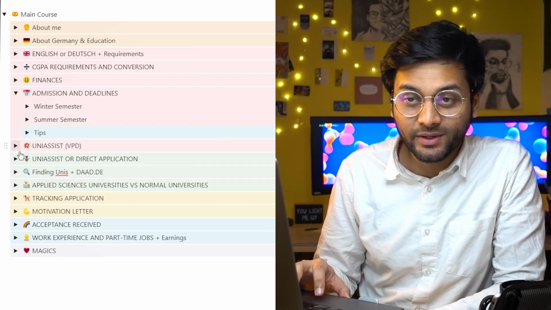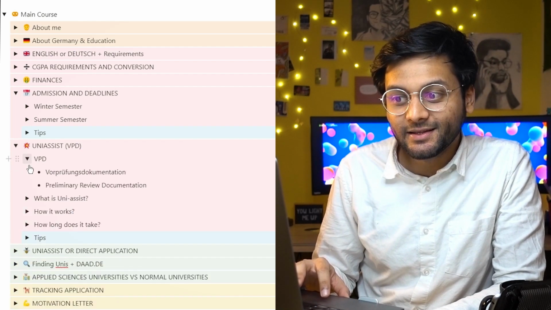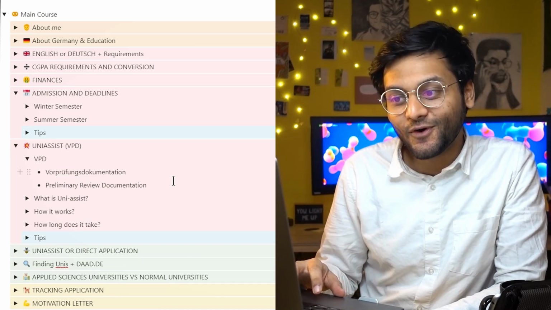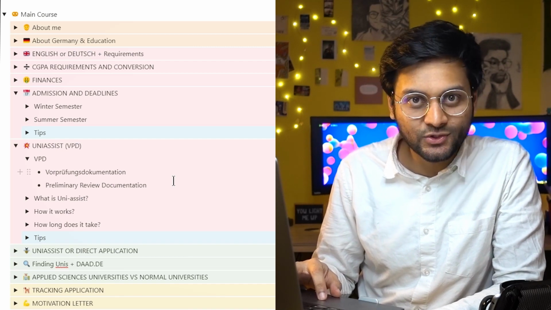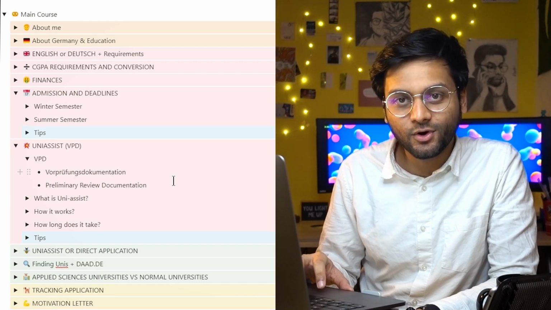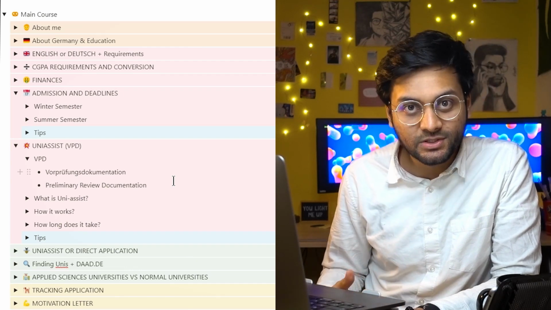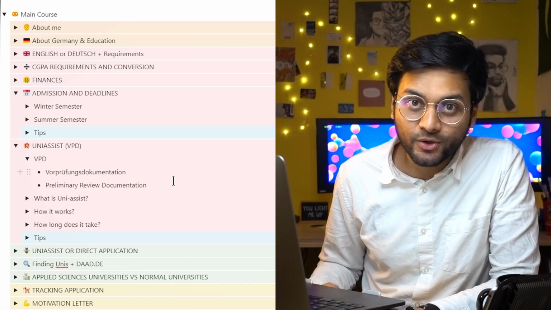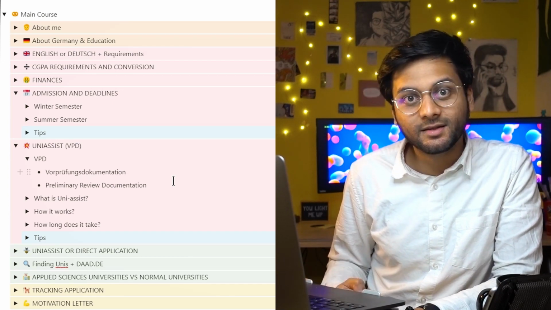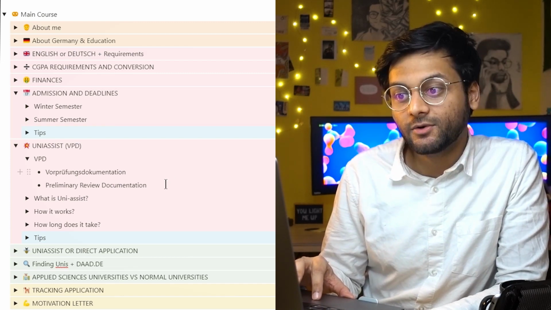Next section is about Uniassist and VPD. कई सवाल होता है what is VPD, because this is very weird. And VPD is for Prüfungsdokumentation. German में V को F पढ़ते हैं. So for Prüfungsdokumentation, Prüfungs means examination या exam. It's like a preliminary review documentation where what they do is they convert your CGPA into German CGPA. They check your minimum language, courses you have taken, prerequisites, credit hours required for a specific degree, for example. ये सब चीजें they calculate. And once that is done, they send you a VPD by email and also create this into their own system.